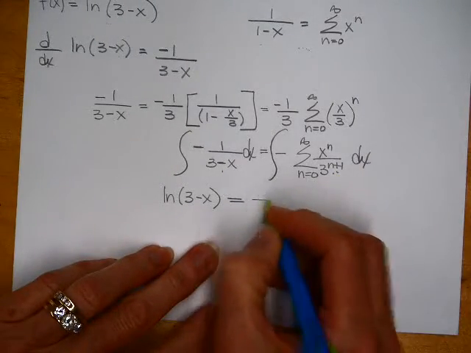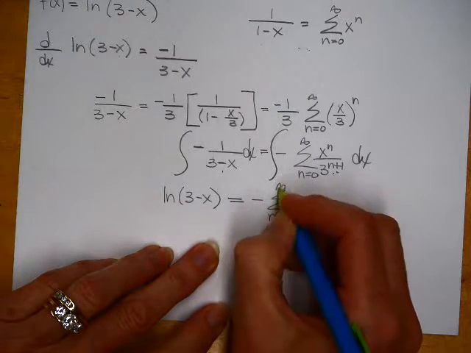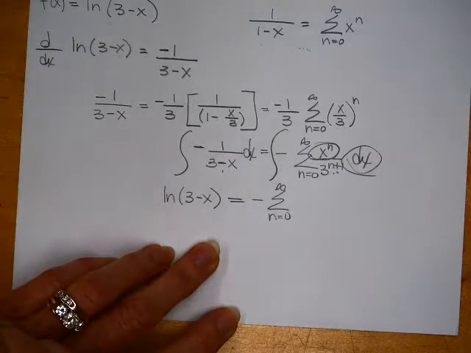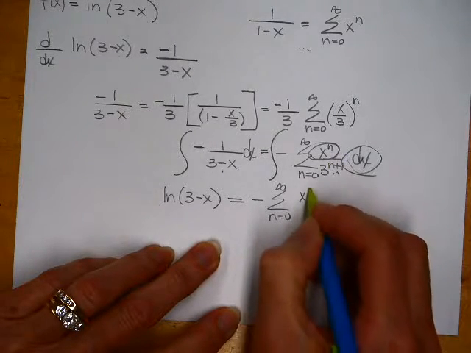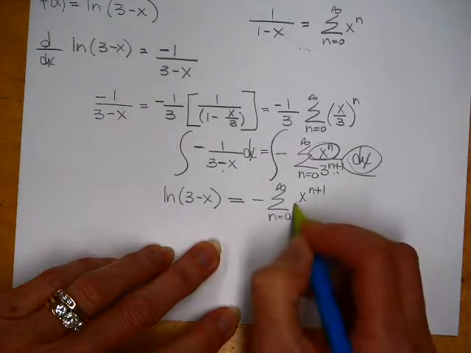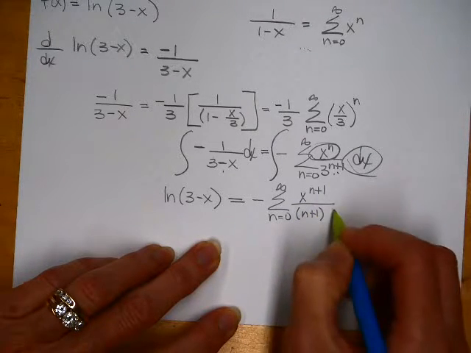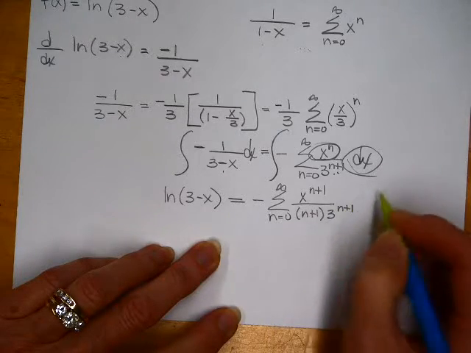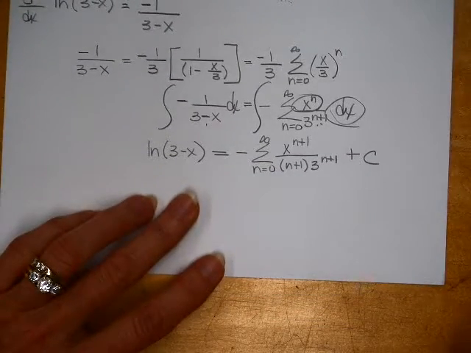When I integrate this, I have negative sum from n equals 0 to infinity. You are integrating the x with respect to x. This is basic integration. So this becomes x to the n plus 1 divided by n plus 1 times 3 to the n plus 1, plus your constant c.